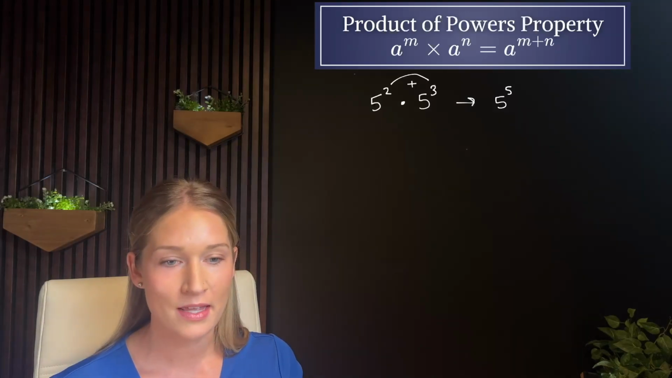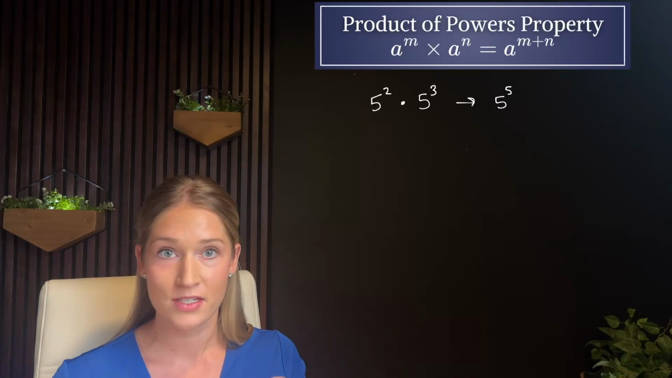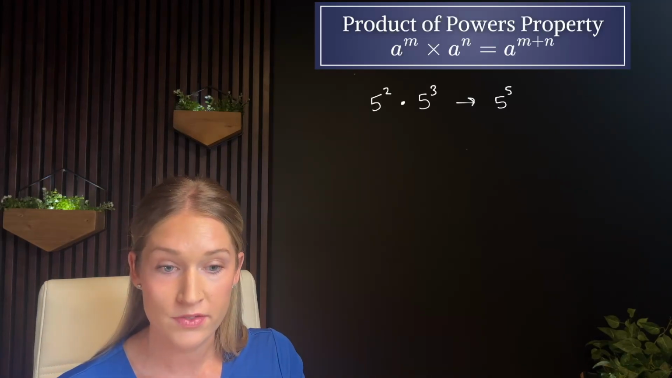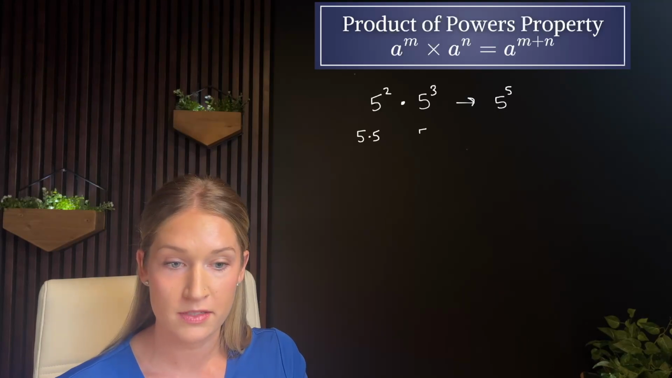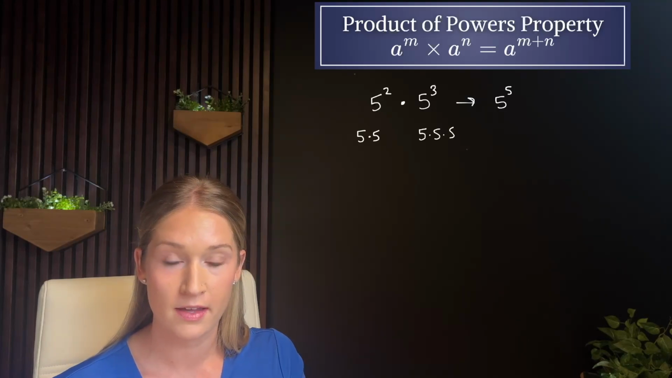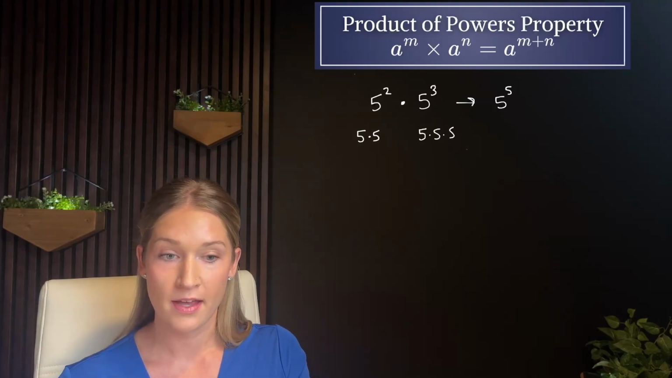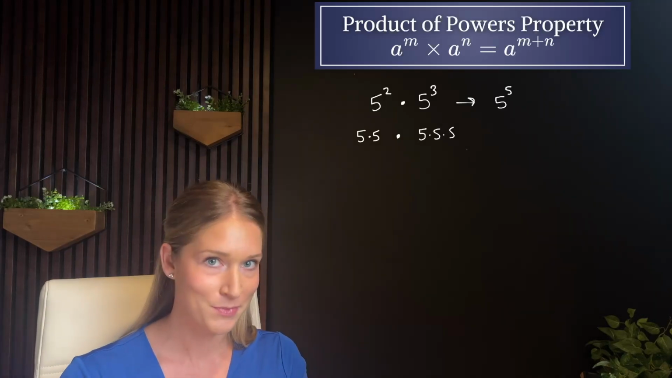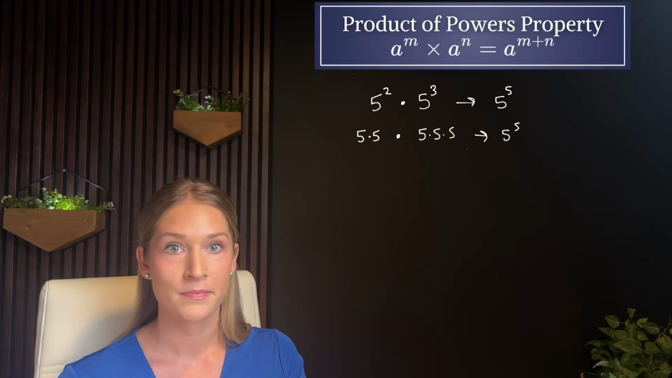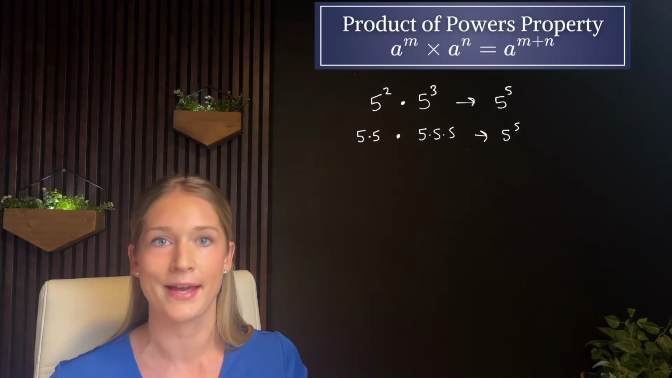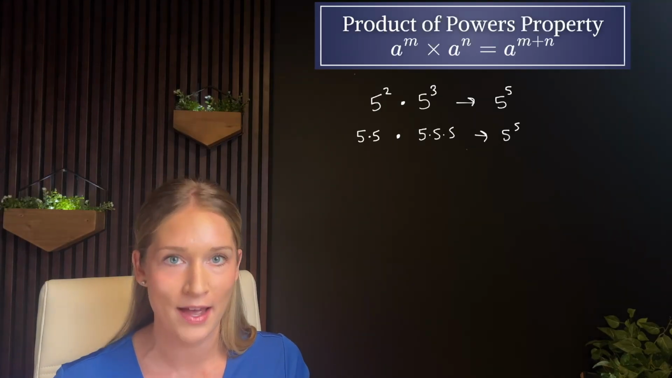But the reason that this works is because everything is really just multiplication. 5 squared is just 5 times 5, and 5 cubed is 5 times 5 times 5. So if I have 5 times 5 times 5 times 5 times 5, that's just going to be 5 to the 5th power. So we're just counting how many times we're multiplying out the number 5.